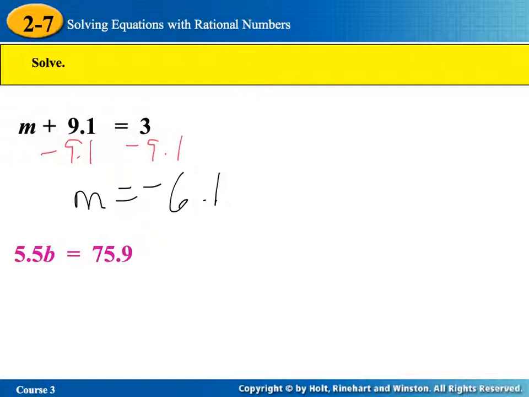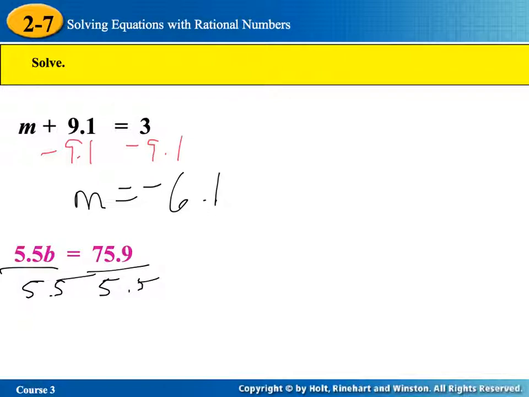Okay? 5.5b is equal to 75.9. So when we do this problem, we have to divide 5.5 into 75.9. Now, explain to the person next to you. And if you don't have somebody sitting next to you, go find somebody. But I want you to explain to somebody why you divide here by 5.5. I'll even sit here and wait. All right, yeah, you tell them. Now, go back to them and give them a high five. I'll wait. All right, good.